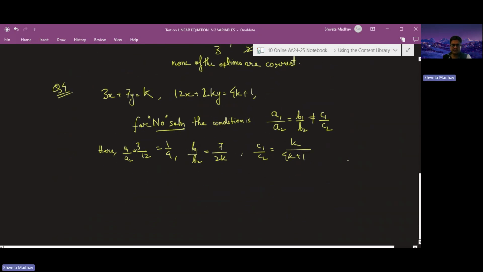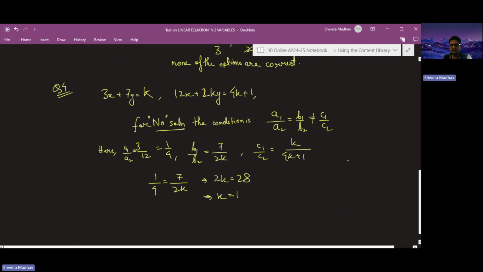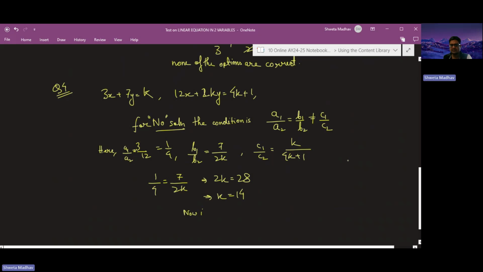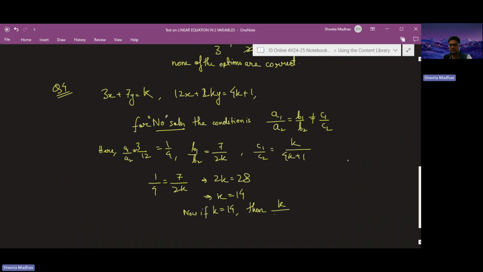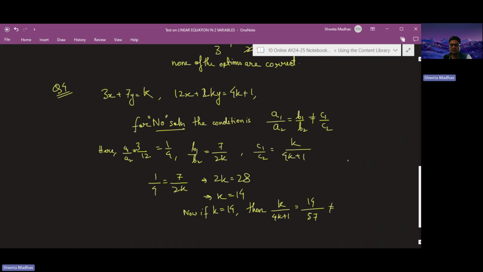So here it means that A1 by A2 should be equal to B1 by B2. So 1 by 4 should be equal to 7 by 2k. It means that 2k should be equal to 7 times 4, that is 28. So k should be equal to 14. Now, if k is equal to 14, then the value of C1 by C2, which is k by 4k plus 1, will be 14 by 56 plus 1, that is 57. Which is obviously not equal to B1 by B2 or A1 by A2.